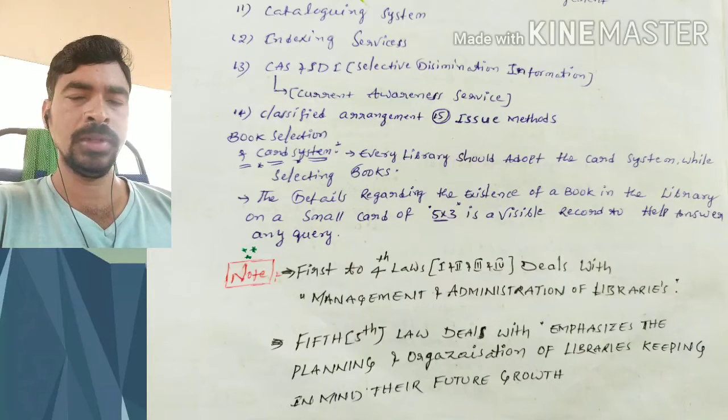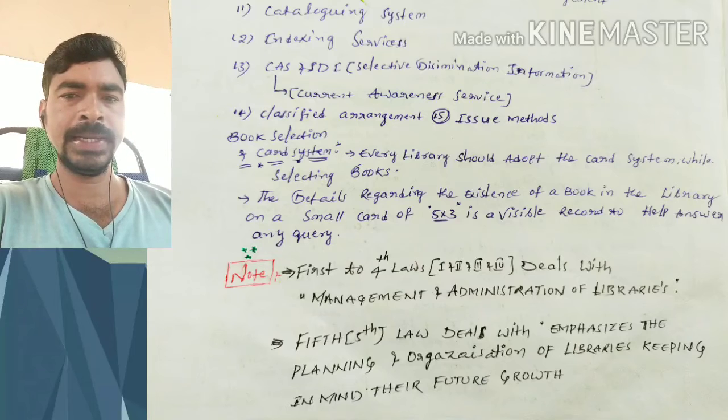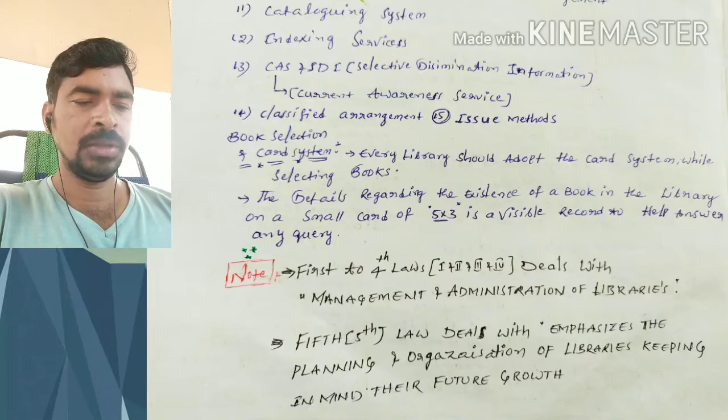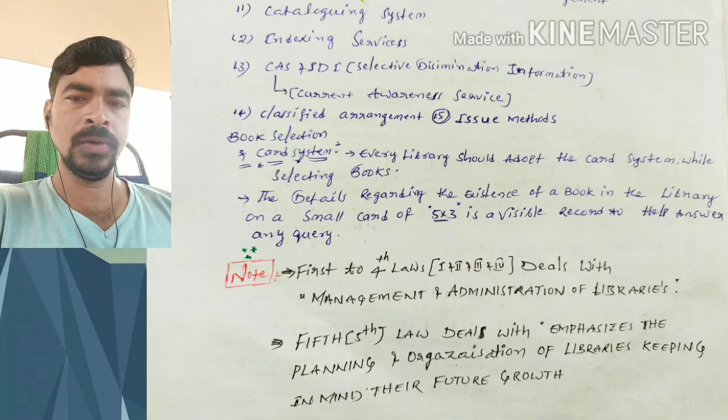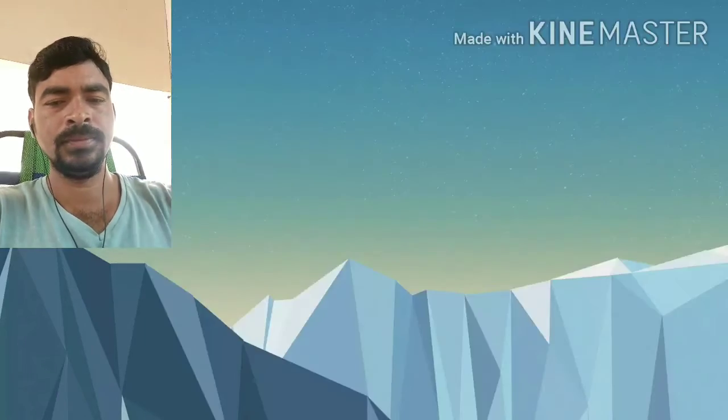The first 4 laws deal with management and administration of libraries. First 4 laws means first, second, third, fourth. The fifth law emphasizes the planning and organization of the library, keeping in mind their future growth.